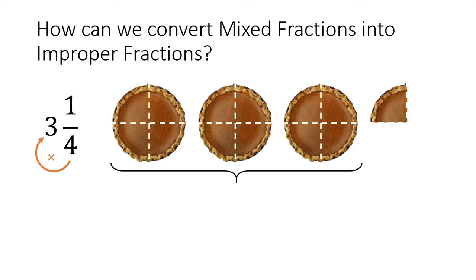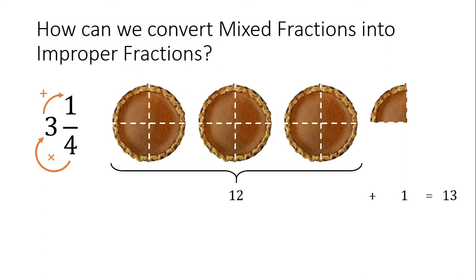So there are 3 pies, 4 pieces in each pie, 3 times 4. 3 times 4 is 12. Then what's the next step? The next step is to add that number to the numerator in the mixed fraction. Why? Because that numerator is telling us how many extra pieces there are. How many extra pieces are there? 1. 1 extra piece. 12 plus 1 is 13.